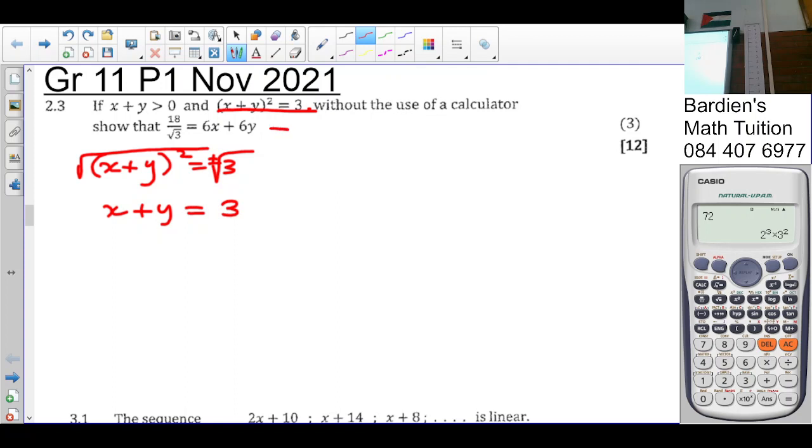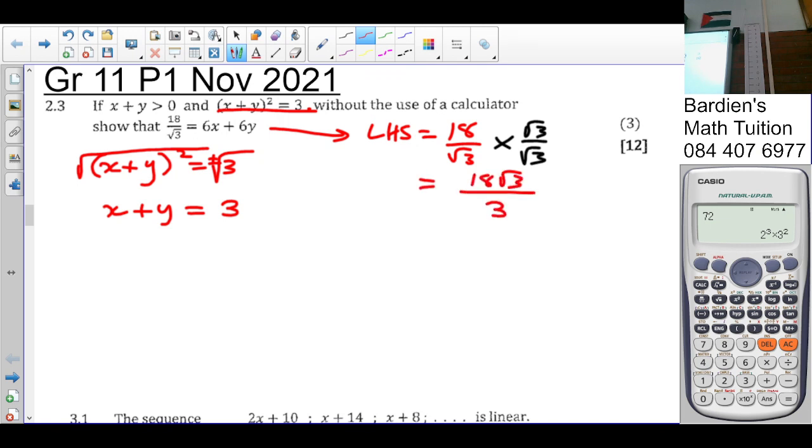Now coming back to show that question, on the left hand side, we got 18 over root 3. But we need to rationalize the denominator. Not so? How do we do that? By multiplying it by root 3 over root 3. Root 3 times root 3 is 3, and 18 root 3. 3 goes into 3 once, 3 goes into 18 6 times, so it's going to be 6 root 3. That's on the left hand side. If I can get the right hand side to do the same thing, I've done the job.